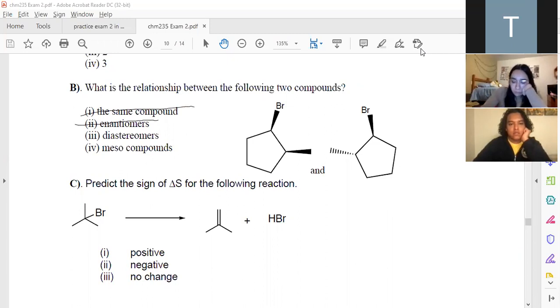If they are meso compounds, what do they need to have? What needs to be present in both molecules? The symmetry. Yep. Do I have symmetry in either one? No. Nope. So that rules out meso compounds. So just by going through those basic questions, it's a diastereomer.